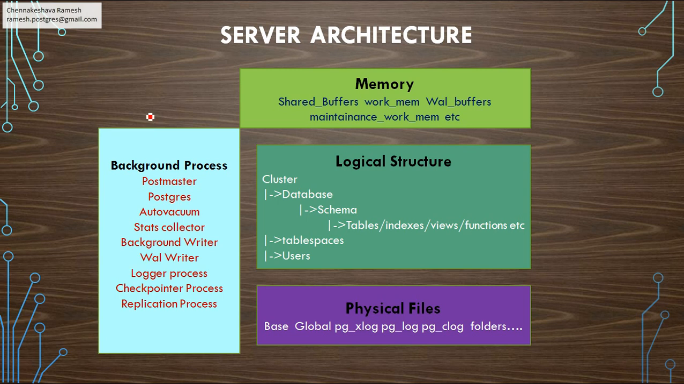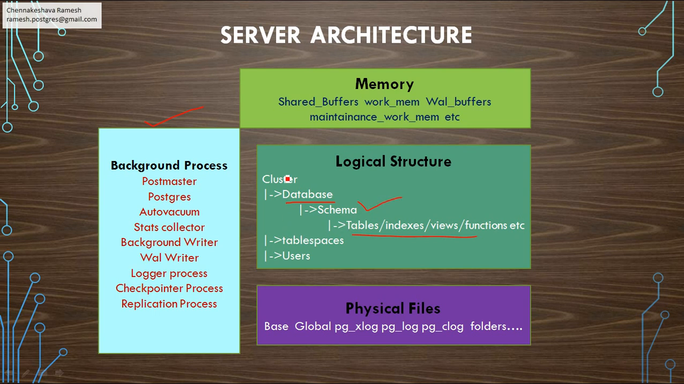In the Postgres architecture, you have background processes, which are the processes that get started when your Postgres server starts. When your Postgres server starts, it occupies memory, that is your RAM. Depending on the various memory parameters, X amount of memory will be occupied from the RAM. And then it has your logical structure, that is, we create a cluster. A cluster can consist of any number of databases. Within a database, your tables, indexes and functions will reside under a schema. By default, you have a schema named public.